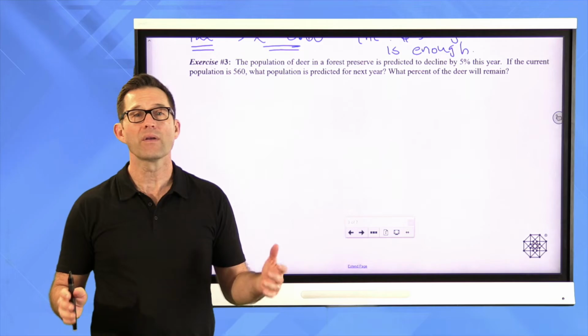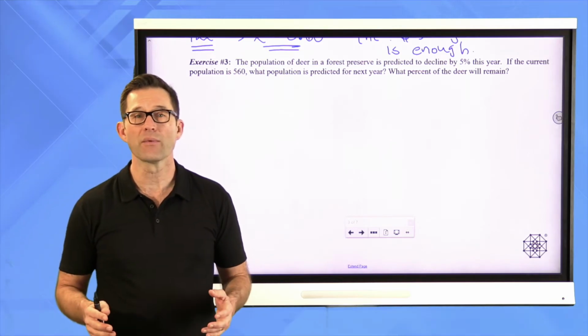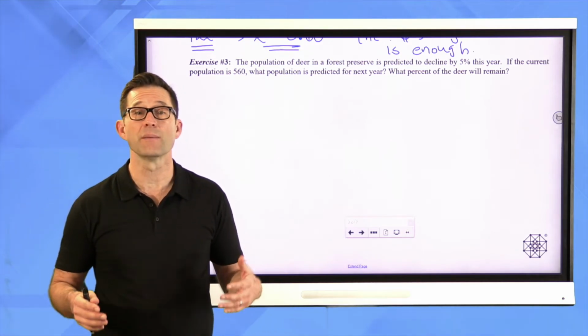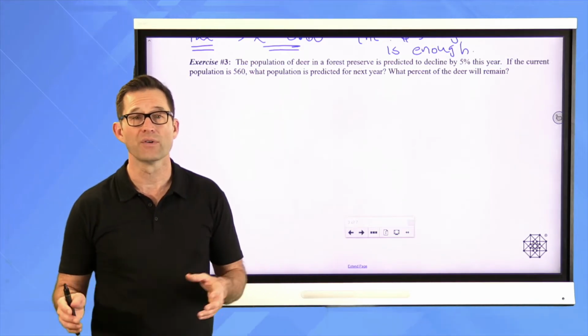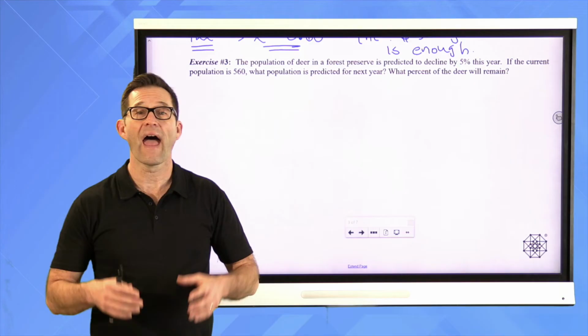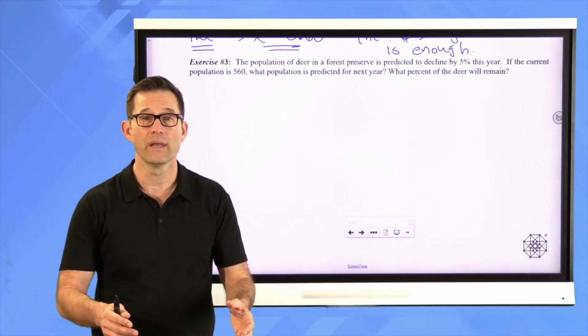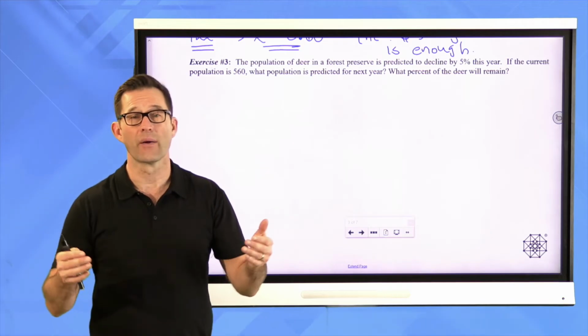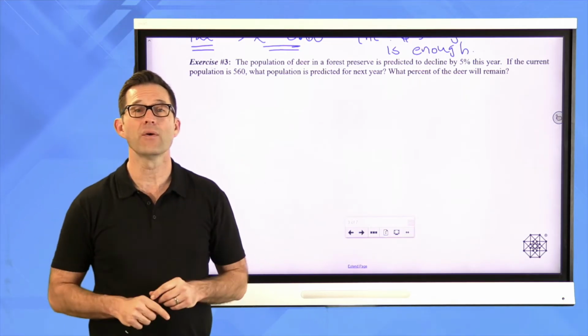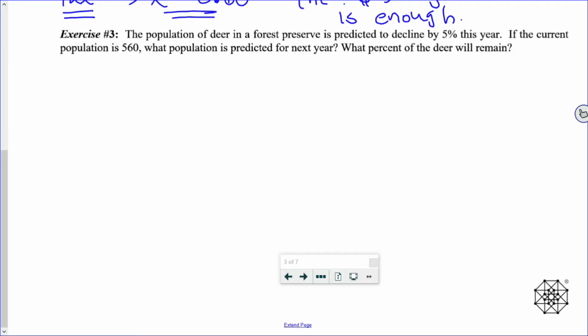All right, well, given what we just did, I'd like you to play around with this problem. It's very similar to the last one, except at the end of the day, after you find out what 5% of 560 is, you don't want to add that to the 560, right? You want to subtract it from the 560 because that's what's going on, right? It's declining. Pause the video now and see if you can do that.